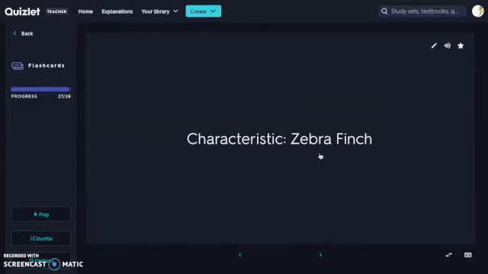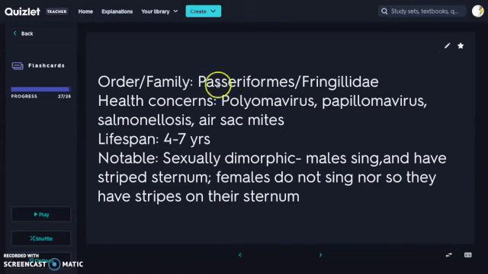Then we have zebra finches. So back to Passeriformes, or our songbirds. Again, they're also in the family Fringillidae. Health concerns are polyomavirus, papillomavirus, salmonella, and then they also get air sac mites. Birds have air sacs, so they get mites in there. Lifespan's about 4 to 7 years.